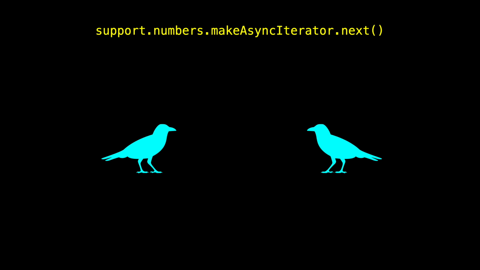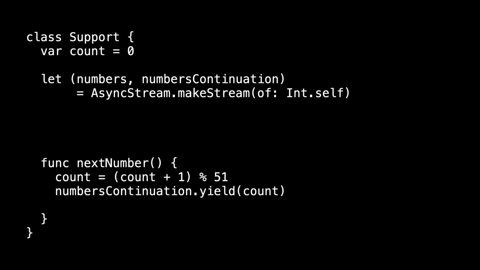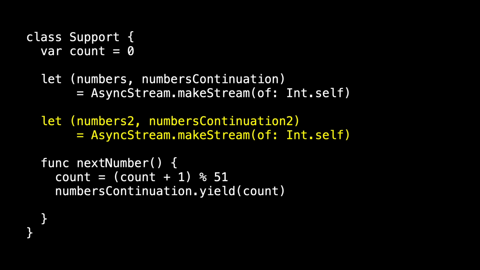But that's like having two birds asking the same iterator, I'm hungry, feed me next. And so what happens is first this bird eats, then this bird eats, then this bird eats, then this bird eats. One way we can feed both birds at the same time is for them to listen to different async streams. So each one has its own stream feeding it. So let's create a second async stream in support. Fortunately, this syntax makes it nice and easy. Just make another stream of ints and assign the stream to numbers 2 and the continuation to numbers continuation 2.